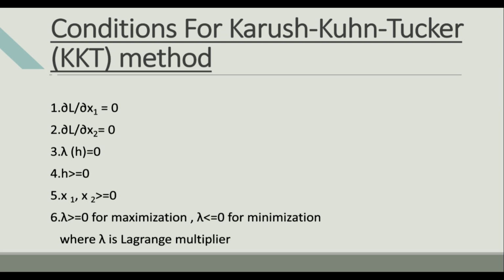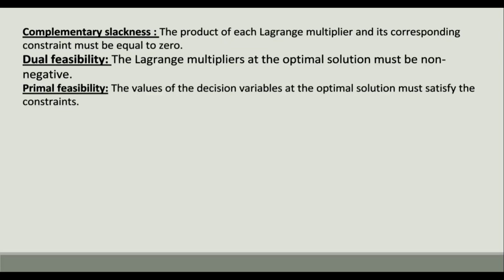Fourth condition, the constraint should be greater than or equal to 0. Fifth condition, the variables present in the objective function should be greater than or equal to 0. Sixth condition, lambda is greater than or equal to 0 for maximization of the objective function, or lambda is less than or equal to 0 for minimization of the objective function, where lambda is the Lagrange multiplier.